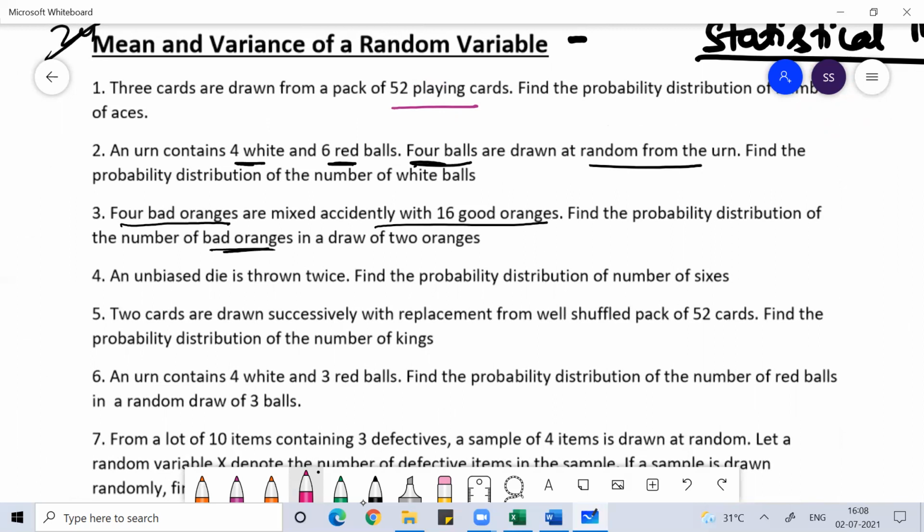Then, if you see question number 4, an unbiased dice is thrown twice. What is the probability distribution of the number of 6s? How will you do that? Tell me the answer. Question number 4. A dice is thrown twice. What is the probability distribution of the number of 6s? Tell me the answer. How will you do that?